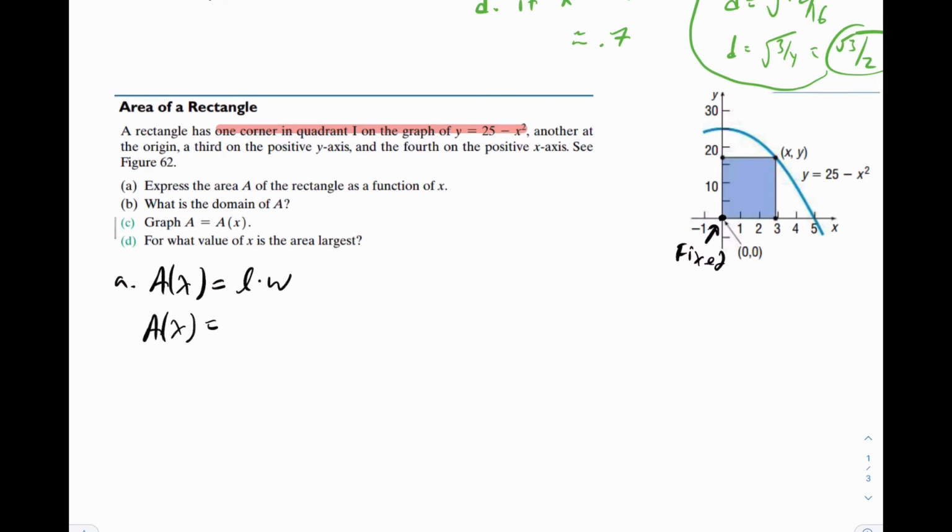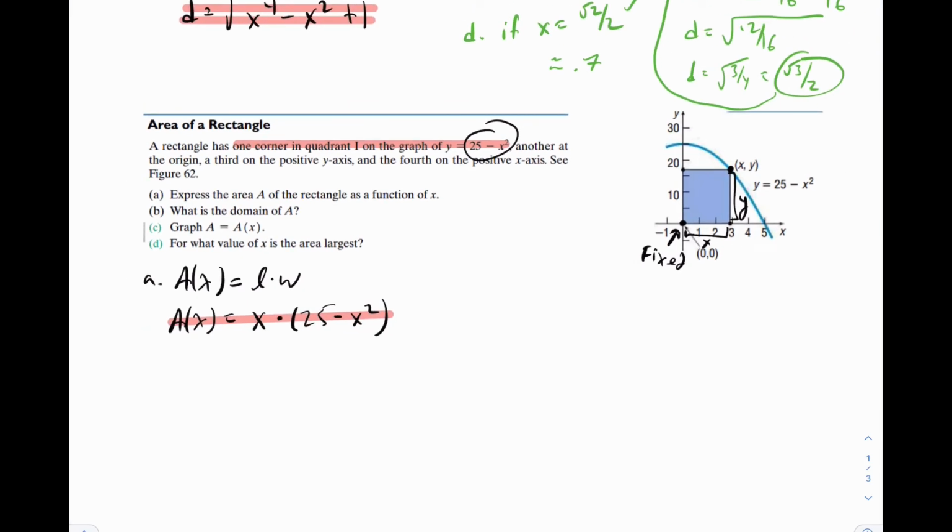In our problem here, I can see that this distance here is clearly x. I can write x down. And the height is y, right? Because if the point right here is x comma y, this should be y. Now, we said earlier, y is not that helpful. So instead, use the formula given right here. That's going to be 25 minus x squared. And right here, there's our formula. So again, think of this as x comma 25 minus x squared.